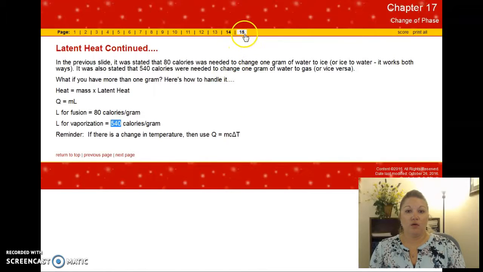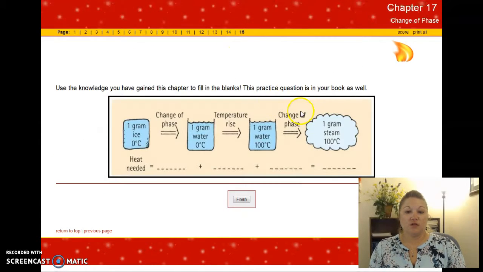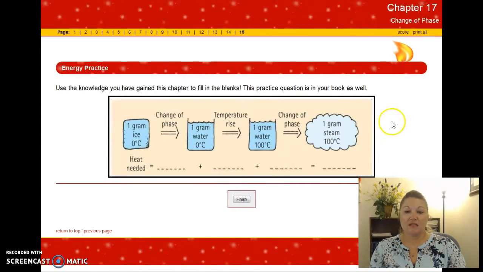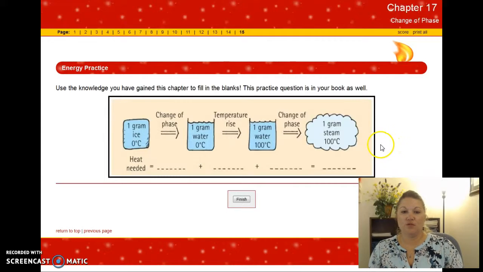And there you go. So here's a little practice for you. Here's a chart that you can practice. This is in your book as well, right? So just fill it in and just see how much energy it takes to go from 1 gram of ice to 1 gram of steam. Just a little fun practice.